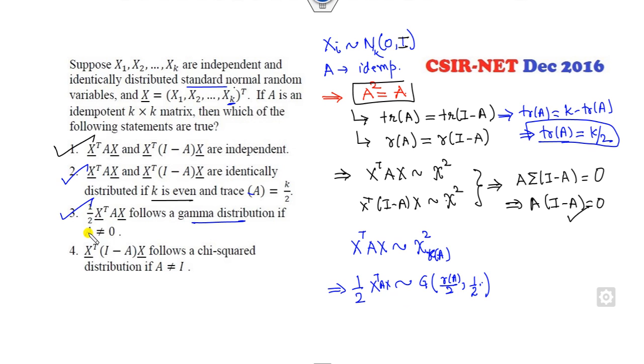That's a fine statement. This will follow the chi-square distribution if A is not equal to I. Definitely if A is equal to I, it's non-zero, it's 0. So this option is also correct. A, B, C and D are the correct options.